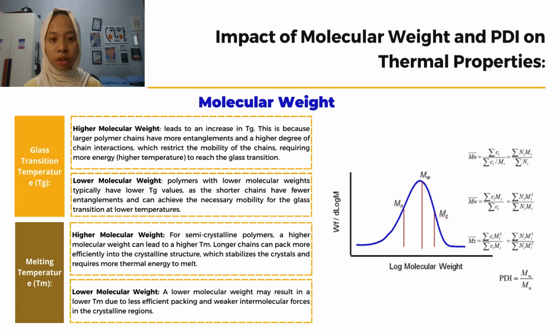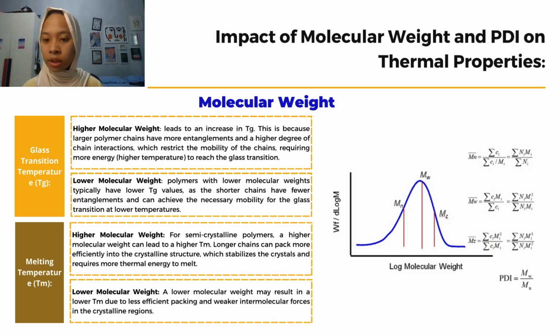For the impact of molecular weight and PDI on thermal properties, for molecular weight, higher molecular weight increases Tg. This is because larger polymers have more entanglement and a higher degree of chain interaction, which restricts the mobility of the chains, requiring more energy and higher temperature to reach glass transition. For lower molecular weight, polymers typically have lower Tg values, as the shorter chains have fewer entanglements and can achieve the necessary mobility for the glass transition at lower temperature.